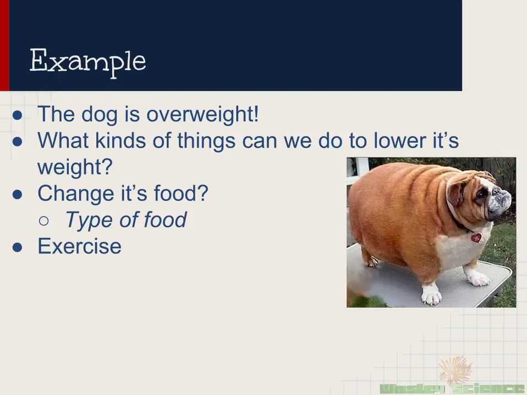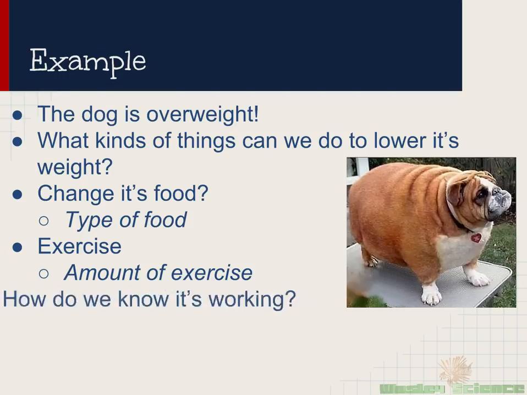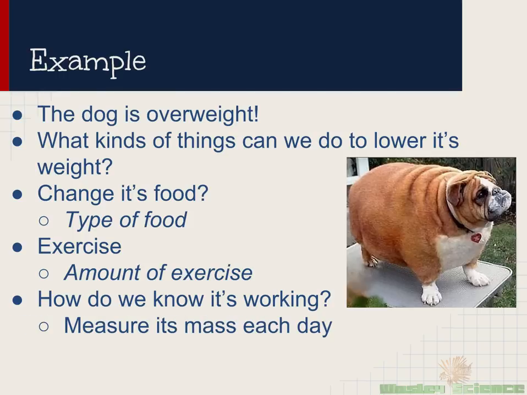We could also exercise the dog, but you wouldn't want to just say exercise. You'd want to say amount of exercise. So then you can sort of control the independent variable. All right. How do we know that it's working? Meaning, how do we know that the dog is losing weight? Well, that's pretty easy, guys, right? You just measure the mass of the dog each day.